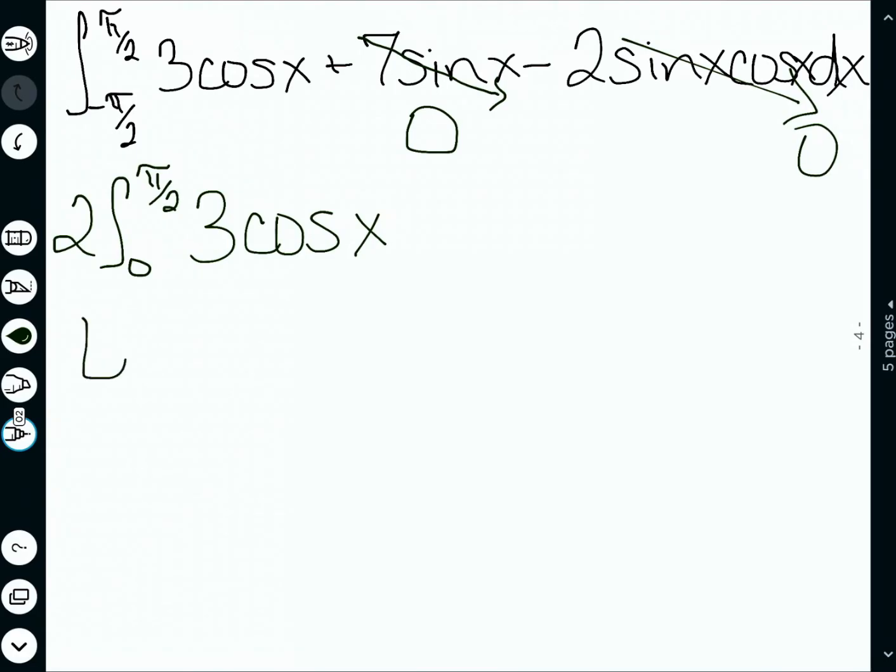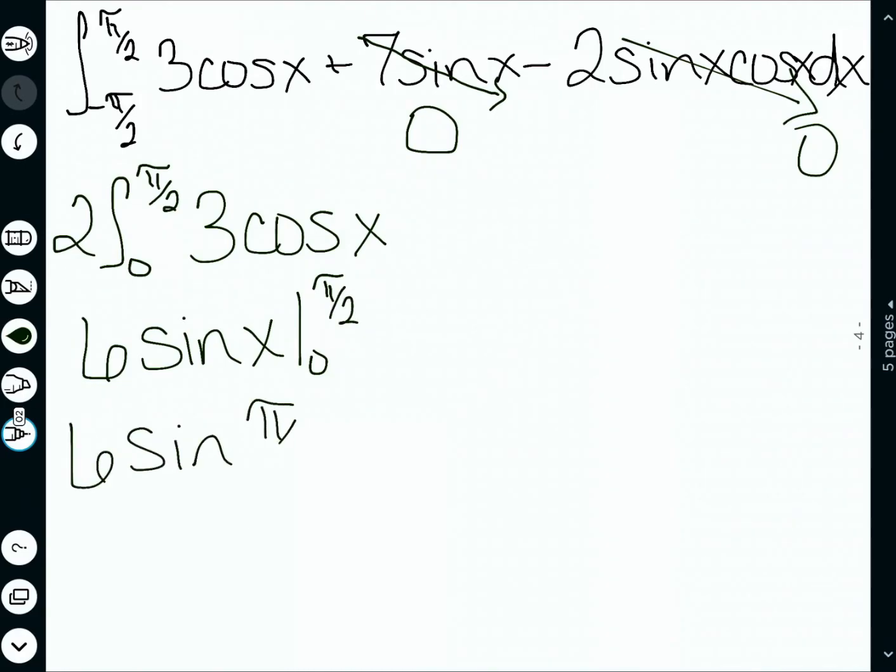2 times 3 is 6, and the integral of cosine is sine between 0 and pi over 2. I now have 6 sine of pi over 2 minus 6 sine of 0. Sine of pi over 2 is 1, so 6 times 1 is 6, and sine of 0 is 0. So our answer is 6.